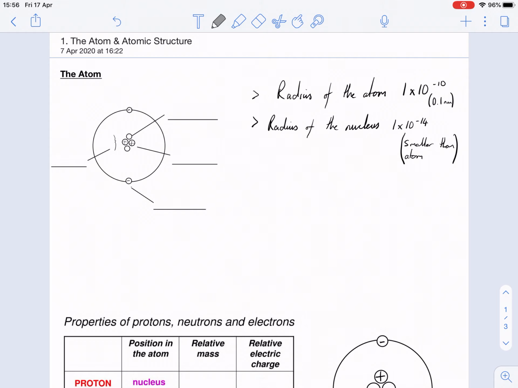Okay, so I'm just going to talk you through the atom and atomic structure. First of all, you'll see an image at the top left hand that I've put together, and this is the typical model that you'll see of the atom. And we need to be able to label it, and you need to know which subatomic particle is which and where they are positioned within the atom itself.